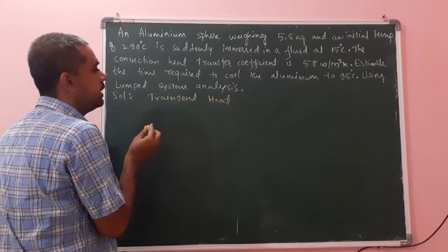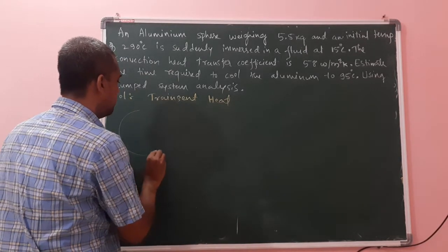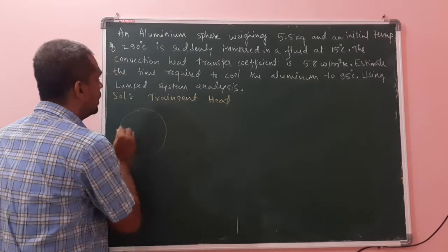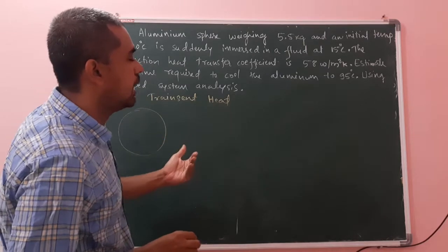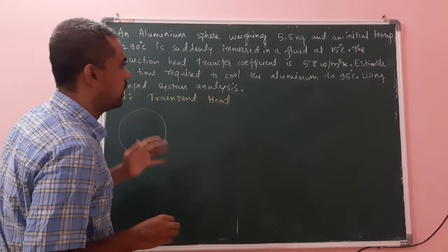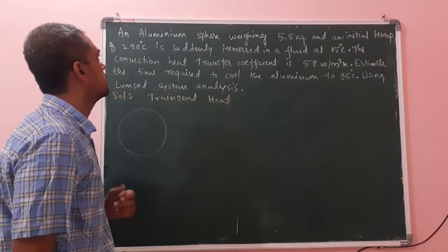Lumped system means it is a system in which temperature at all the points remains the same. They will change with the time, but temperature with the location will remain the same inside the system. That is called a lumped system.